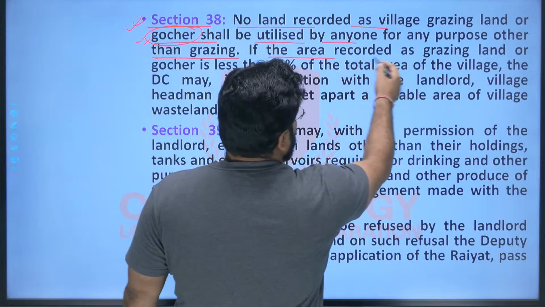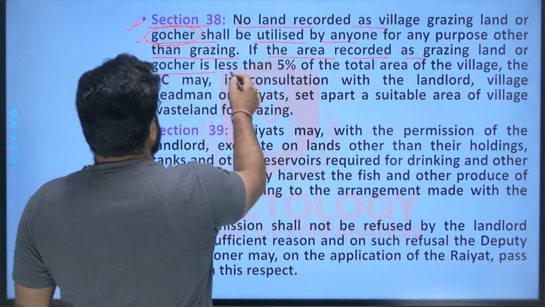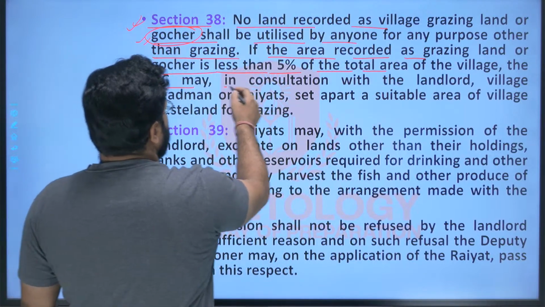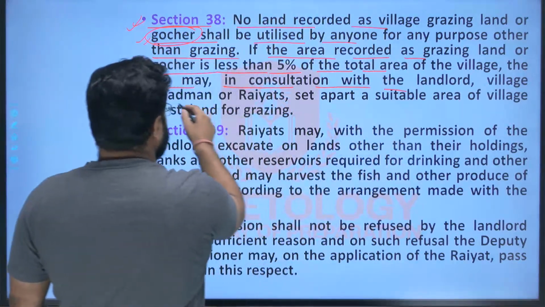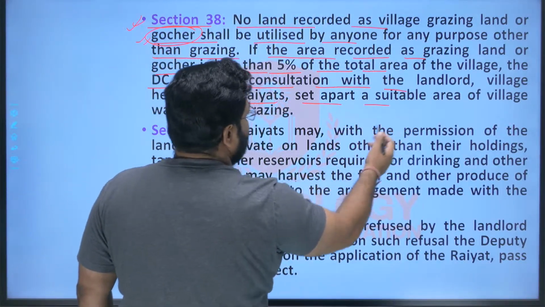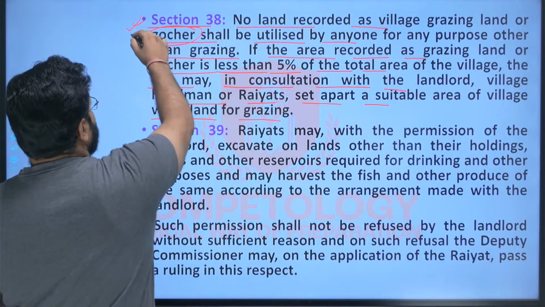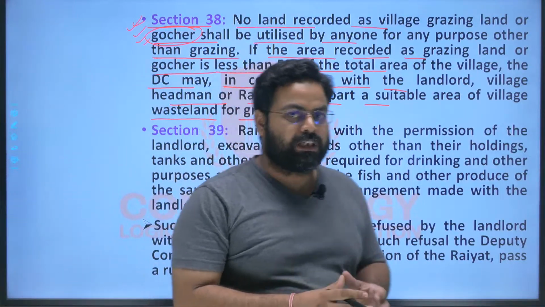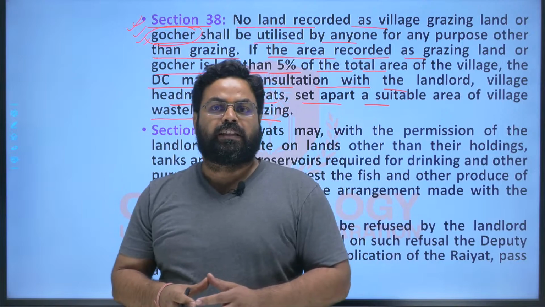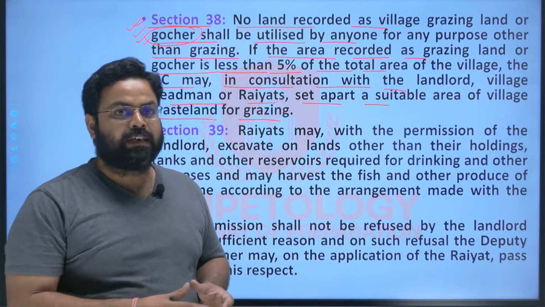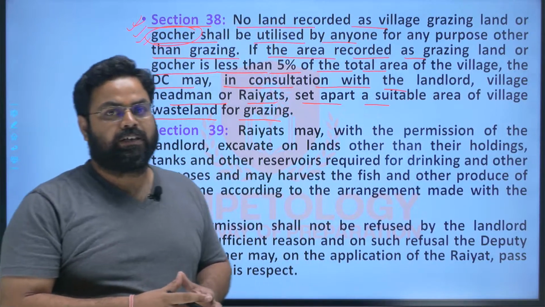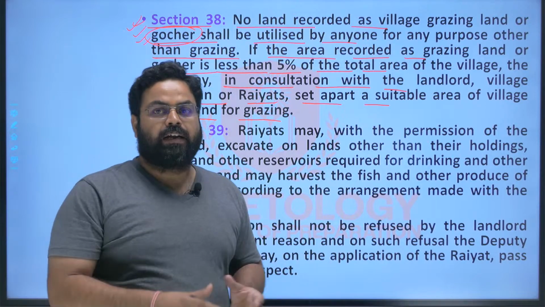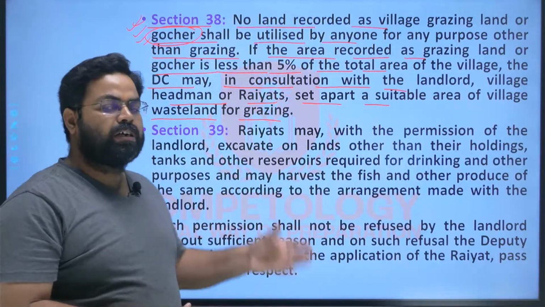And if the area recorded as grazing land or gochar is less than 5% of the total area of the village, the DC may, in consultation with the landlord, village headman, or the Rayyat, set apart a suitable area of the village wasteland for grazing purpose. So here it says that if the total allocated land for the purpose of gochar is less than 5%, then the wasteland or the vacant land can be allocated as the gochar land or the grazing land by the DC in consultation with the landlord, Mul Rayyat, or the village headman, whatever the case may be.